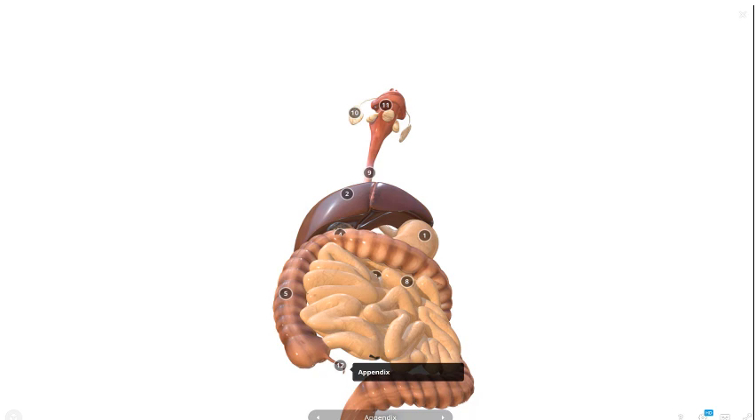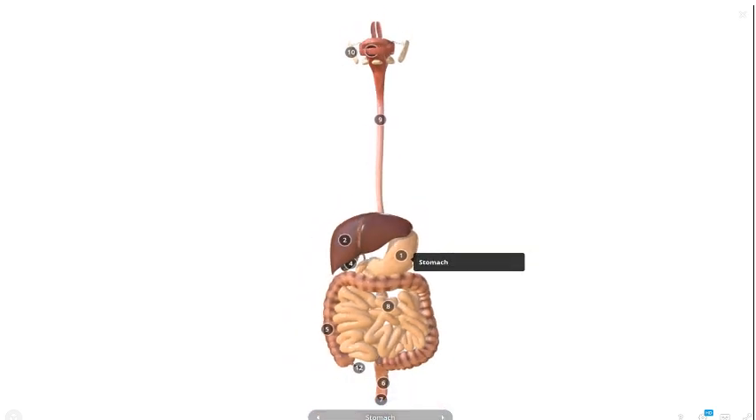Then we have something called the appendix, which some of you may get cut out, and that's kind of a loose end of the digestive system, which we won't go into too much detail with. And then we're back at the stomach. So that's a short summary of the digestive system.